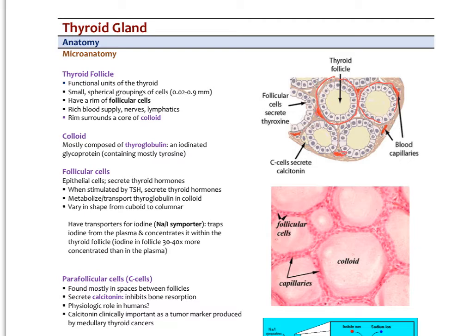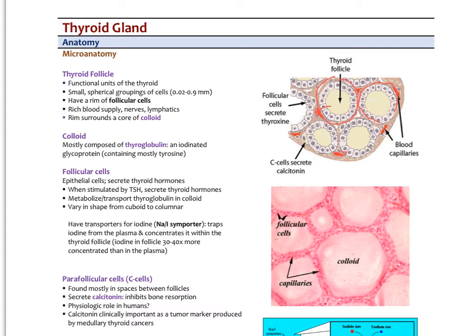And the capillary is going to bring in, of course, nutrition and oxygen, but also TSH that's been secreted into the circulatory system from the pituitary will reach the thyroid that way. And then when thyroid hormones are released, they're going to be released from those follicular cells into the capillary system.